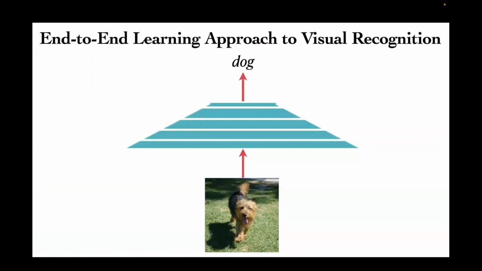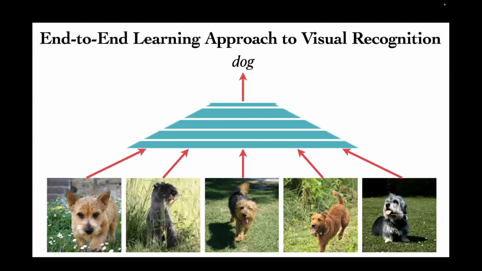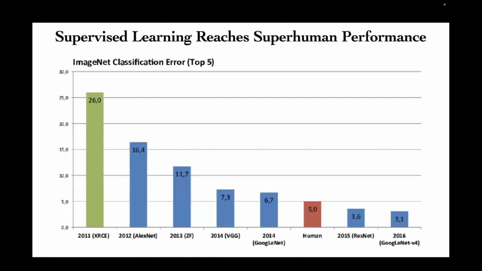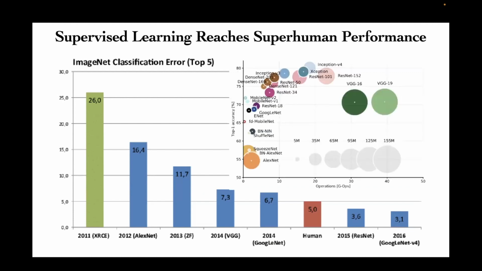The dominant approach with deep learning for recognition is end-to-end. You directly identify what the category is. For that, you need a lot of data. You need to show a lot of images, repeatedly telling the model what should be done and what should not be done. And supervised learning reached superhuman performance. A lot of research has been trying to make the accuracy higher and the models leaner.